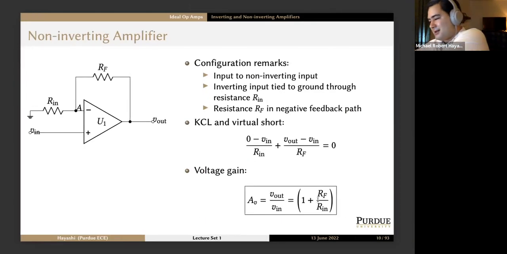So we have the non-inverting amplifier, another configuration I recommend you study. Now the input voltage goes into the non-inverting input. The inverting input is tied to ground through resistance Rn. So we have this resistance that goes between ground and the inverting input, and then the negative feedback path has resistance Rf.